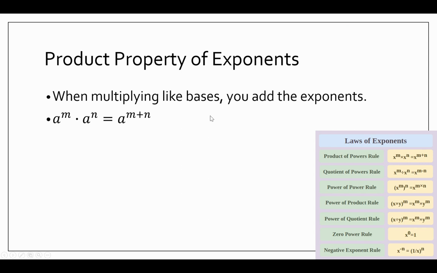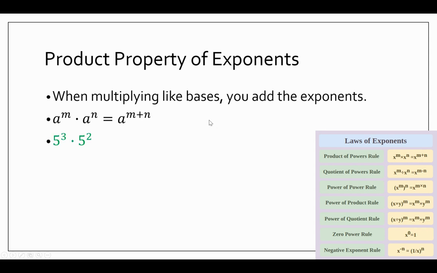We're going to start with the product property of exponents. When multiplying like bases, you add the exponents. When we talk about bases, that is the big number, the number underneath. That's called the base. So in this example, we have base A and A. Since we have the same base, we can then add the exponents. So A to the M times A to the N gives us A to the M plus N.